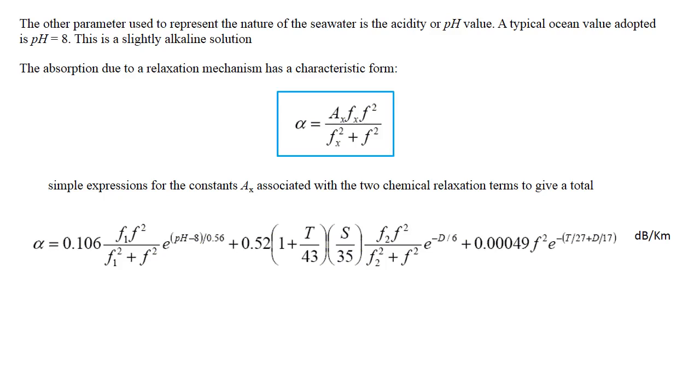The absorption due to the relaxation mechanism has a characteristic form: alpha equals A_x P_x F_x F squared over F_x squared plus F squared. The x value varies from 1 to 2. If it is 1, alpha is 0.106 F1 F squared over F1 squared plus F squared, times e to the power of (pH minus 8) divided by 0.56. This one is due to boric acid. The second term belongs to the magnesium sulfate, where F_x is equal to F2. These values correspond to the constant A2, and the third term belongs to fresh water.